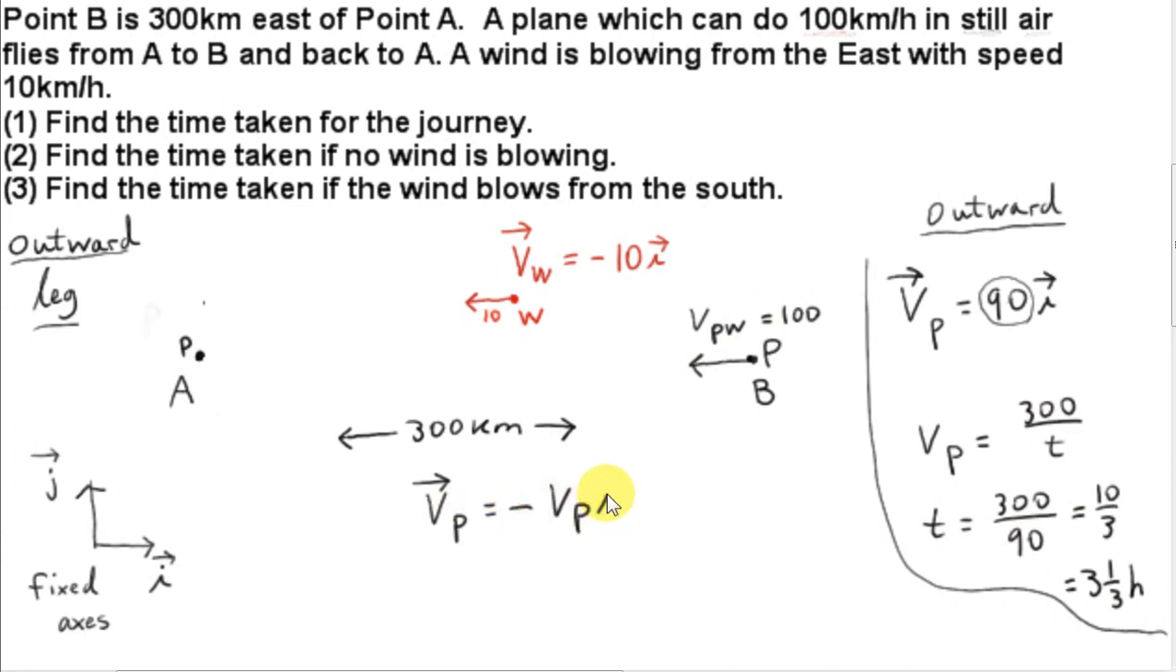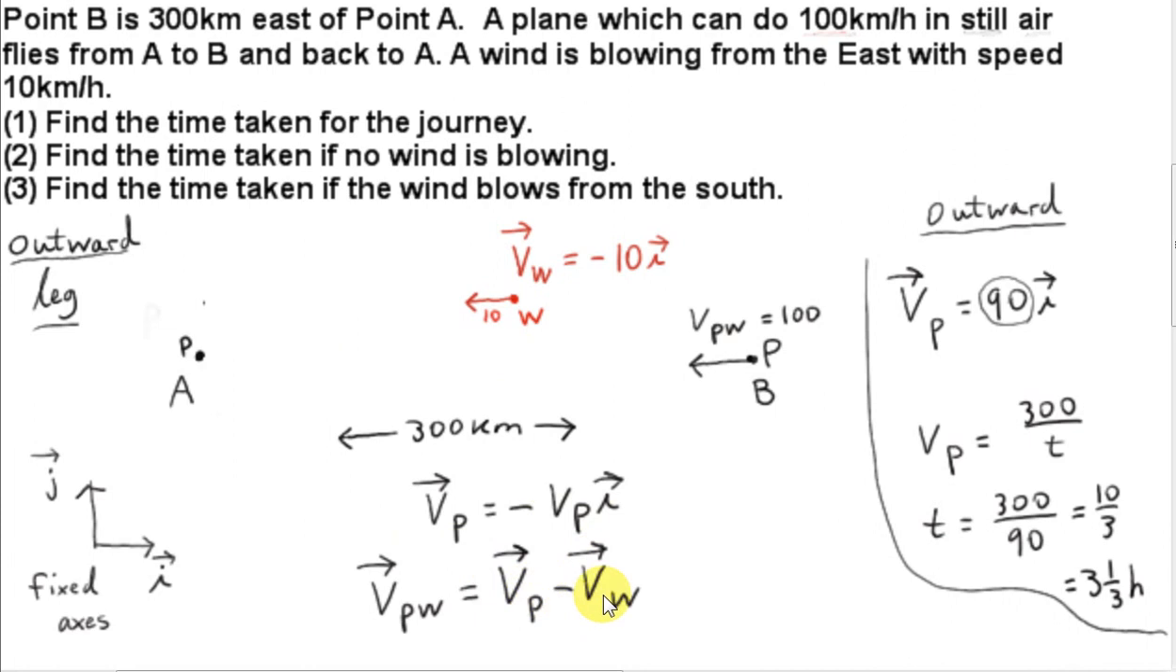So we could write vector Vp like this, where Vp is the speed of the plane, and of course that's positive. So by sticking a minus sign in front here, we get a negative velocity. We get a velocity in the minus i direction. So Vp is a vector pointing to the left. So as before, Vpw is Vp minus Vw.